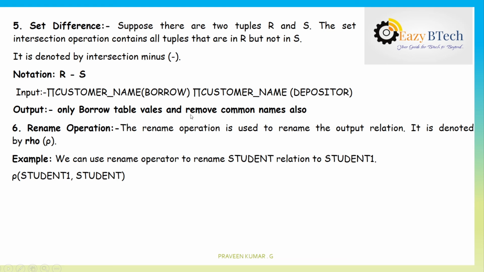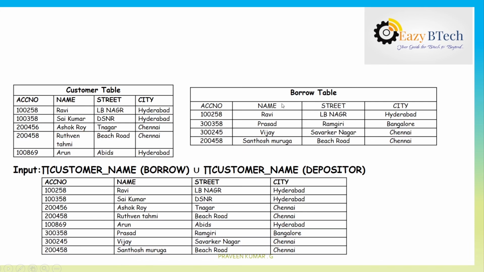Only the borrow table values, and remove the common names. Whatever the notation, here we are writing like this: project customer name borrow. Here we have to use minus. I think I forgot to put this minus here. Customer name borrow minus customer name depositor. First, here we minus the R relation. What is the R value? This is the R.